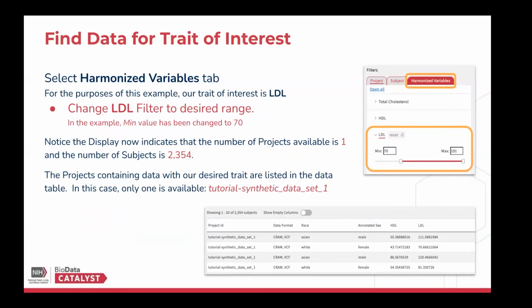So we'll then jump over to the Harmonized Variables tab, and we'll say that for this situation, we want to look for any subjects that have an LDL that is at least 70 or greater. Again, you'll see that the projects available now changes to 1, and the number of subjects is 2,354. You'll also see that the table below is updating, and all the subjects that are being referenced now belong to the tutorial synthetic data set 1.